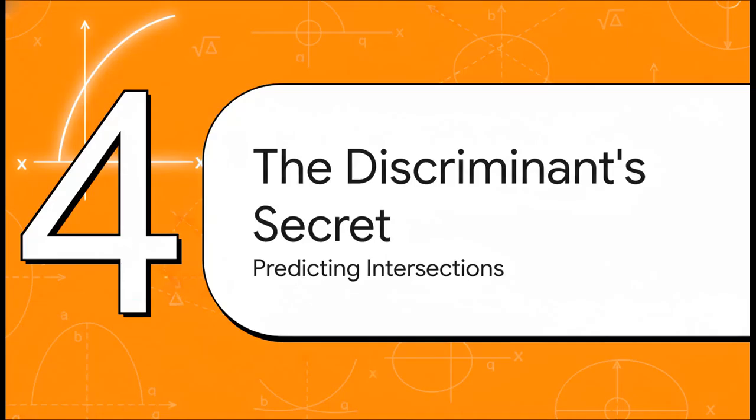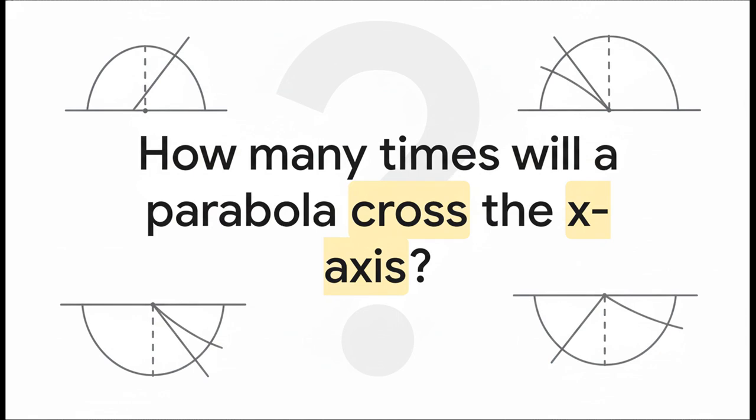But what if I told you there was a secret code hidden inside that equation? A secret that lets you know exactly how the parabola will interact with that x-axis without ever having to draw a single point of the graph. This is the central question, right? Is our curve going to slice through the x-axis at two distinct points? Will it just come down and sort of kiss the axis at a single point, or will it miss the axis entirely, just floating above or hanging below it?